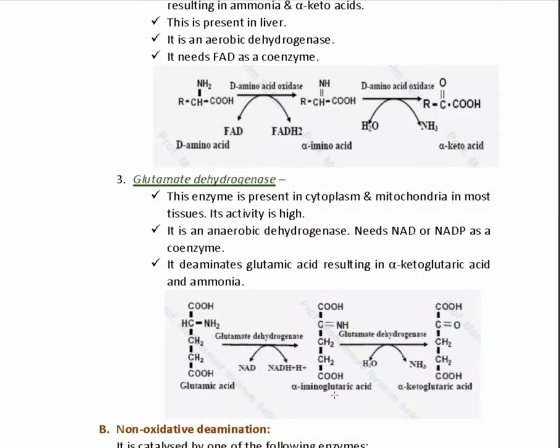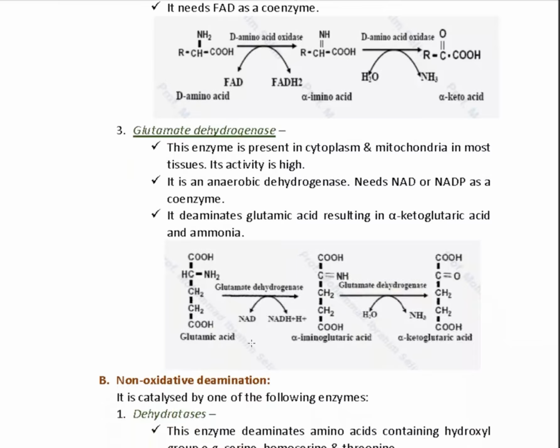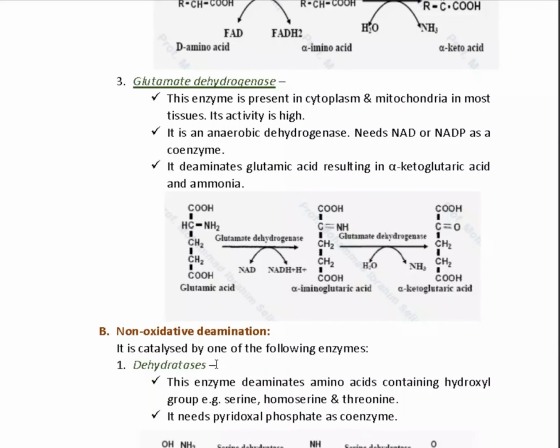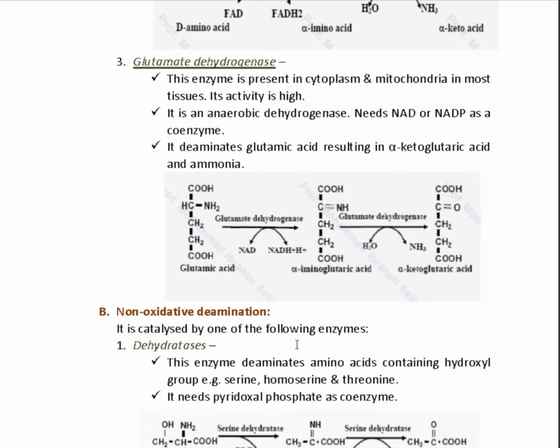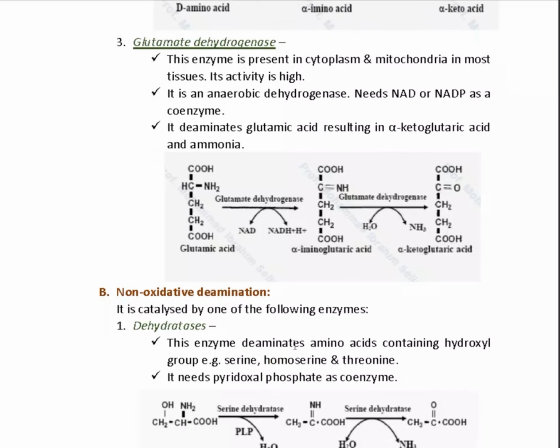So we have already discussed oxidative deamination. Now, what is non-oxidative deamination? It is catalyzed by one of the following enzymes, that is dehydratases. This enzyme deaminates amino acids containing a hydroxyl group, that is serine, homoserine or threonine. It needs pyridoxal phosphate as a coenzyme.